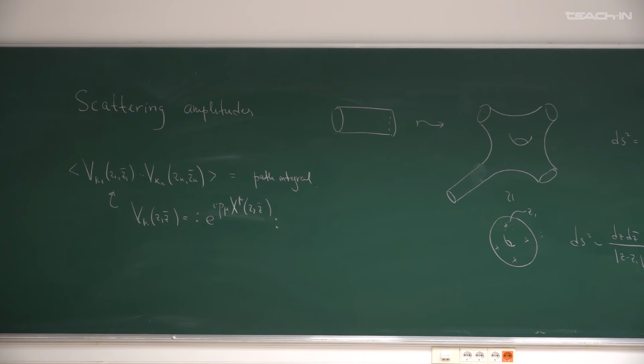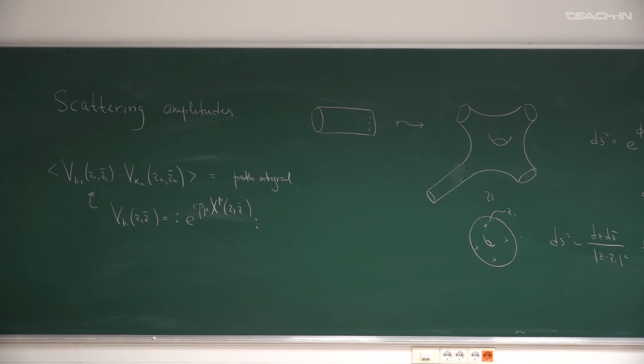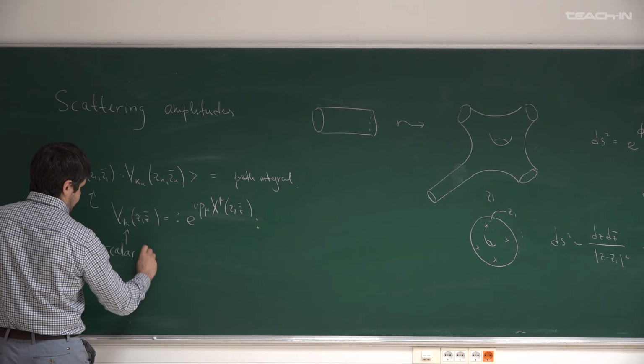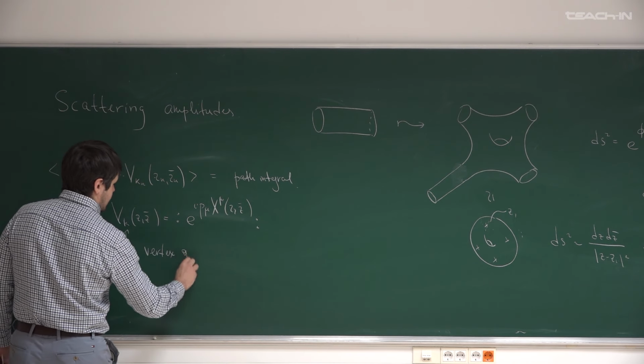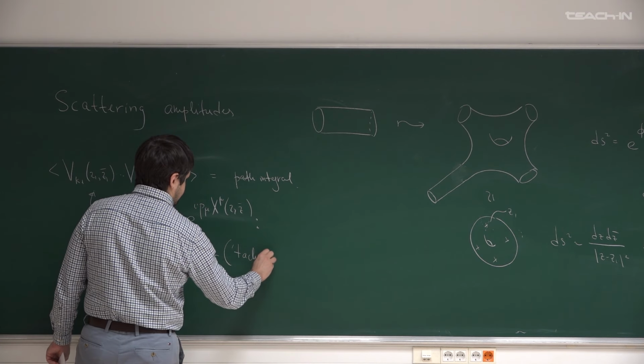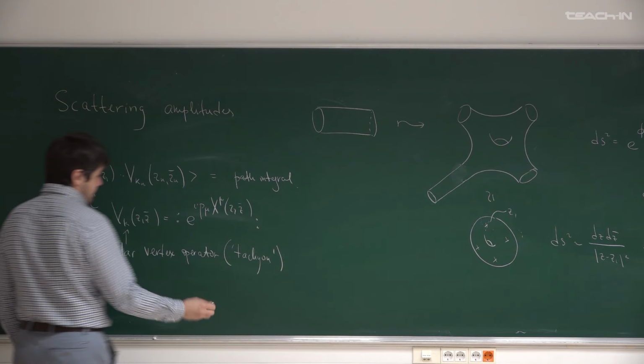Okay, and this is called the so-called vertex operator, or tachyon vertex operator. The most important point is that this is a scalar field vertex operator, the scalar particle being the tachyon in this case. So it's called the tachyon vertex operator.